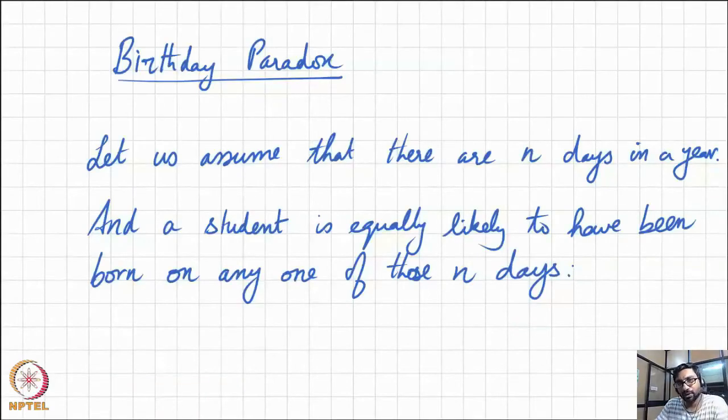Let us begin with the assumption that there are n days in a year. This is more general than the 365 days that we on Earth are used to, but let's keep things general in order to help us understand how the flavor of balls and bins will work. Now let us assume also that a student is equally likely to have been born on any one of those n days. We're going to work with these assumptions.